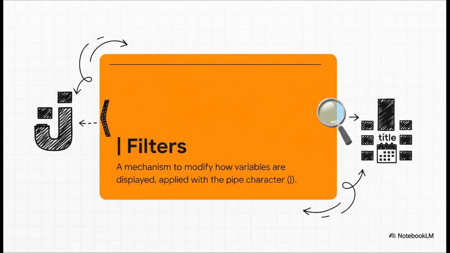But what if you need to format that data? Maybe you want to make a blog post title all uppercase or display a date in a nice, human-readable way. That's exactly what filters are for. You just add a pipe character after the variable and tell it what to do. So you could have {{ single_post.title|upper }} or {{ single_post.pub_date|date:"F j, Y" }}, and it just works. No extra logic needed in your view.